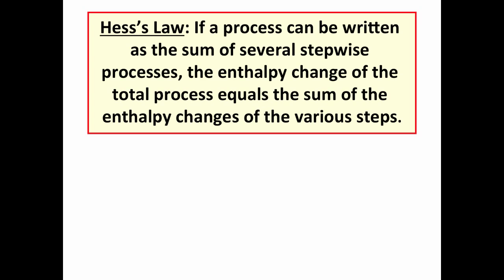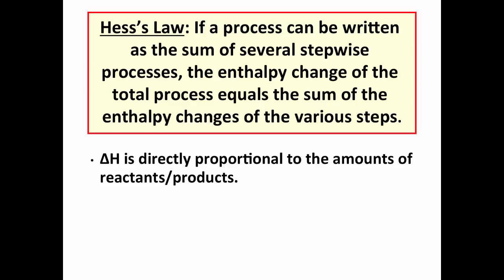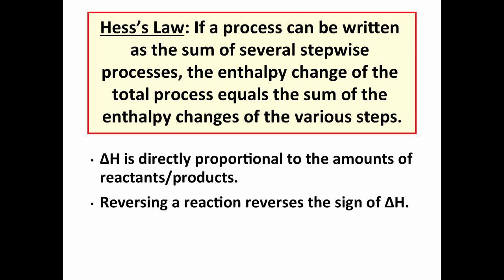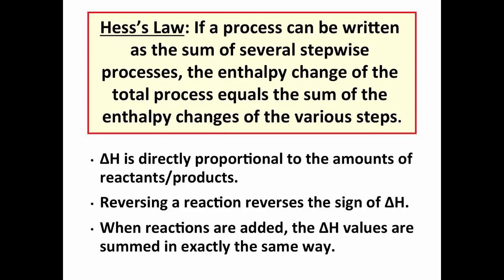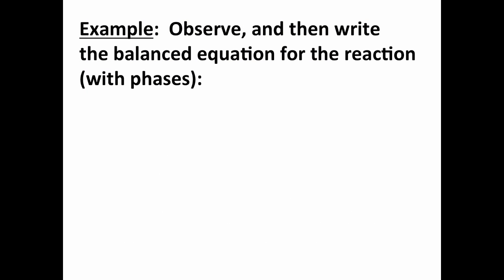And as noted before, the enthalpy change for a process is directly proportional to the amounts of reactants and products. If we reverse a reaction, then we reverse the sign of the enthalpy change. And if we add reactions together, then we add delta H values in the same way as we added the reactions. And this is a very useful way to determine enthalpy changes for reactions that might be hard to do in practice, but if we can figure out some steps to get there, then we can do this using Hess's law.